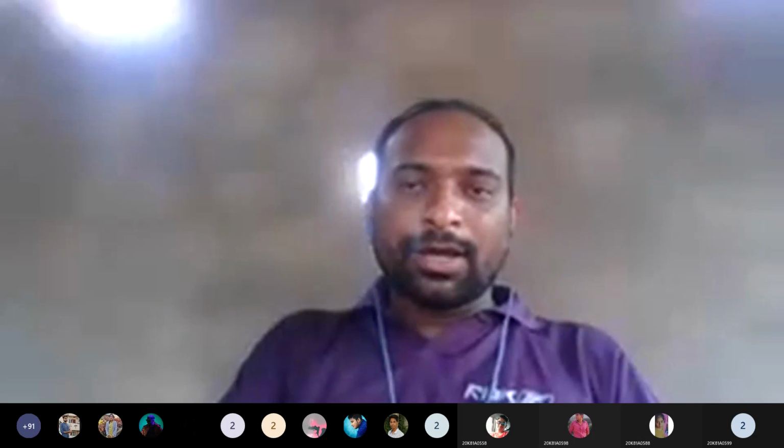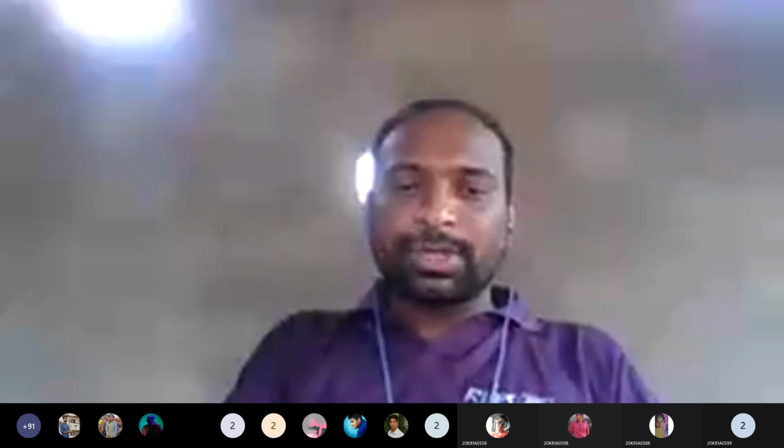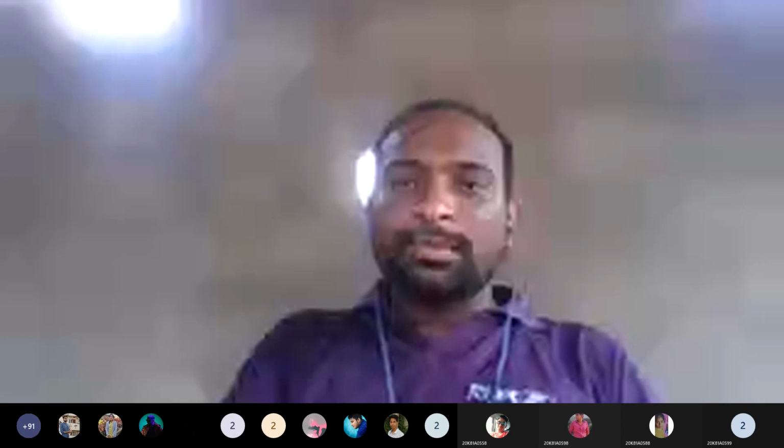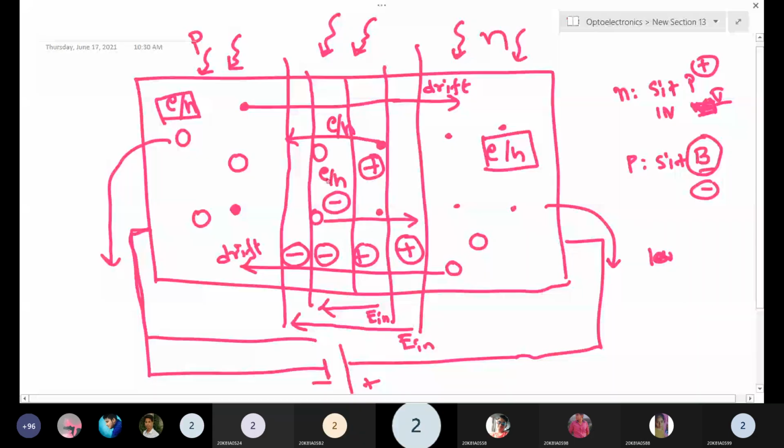Now we have to use metal contacts to collect these charge carriers. Up to now, we shine the light, we have generated electron-hole pairs, and using the internal electric field, we have separated them. Only holes go to the p side, only electrons go towards the n side. I'm explaining 2-3 times because of this delay.